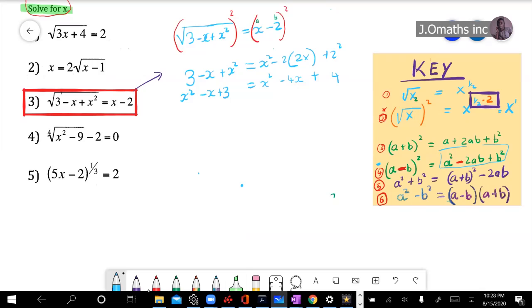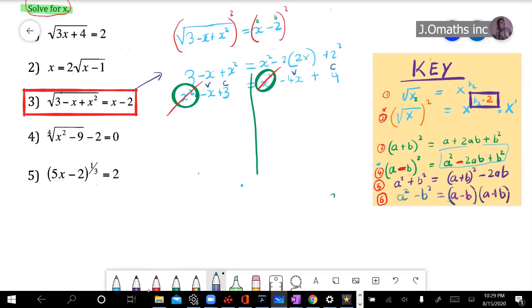Looking on both sides, we're going to see what's common. We can see positive x squared and positive x squared is common. So we can cancel those. What else is common? We don't really have that. So we're going to label variables, constants, variable, constants. So we're going to remove all the variables on one side and the constants on the other side.